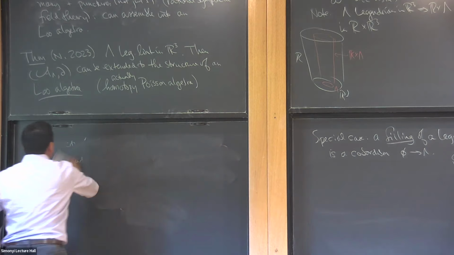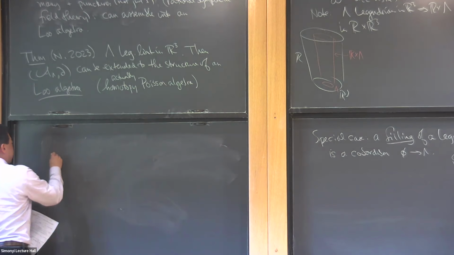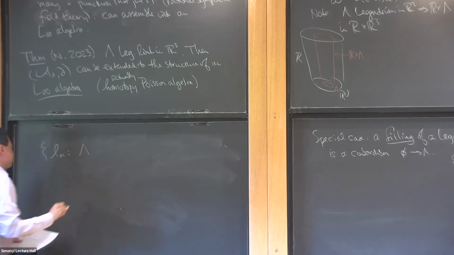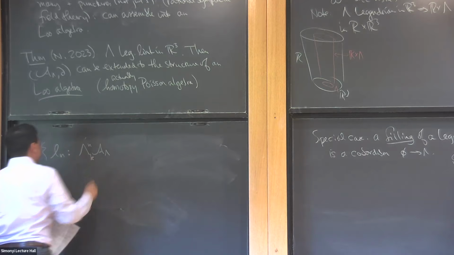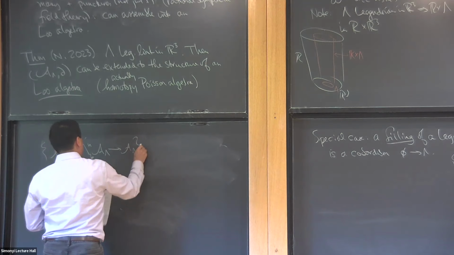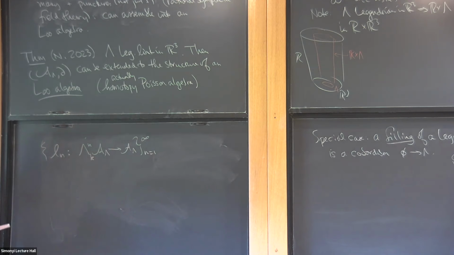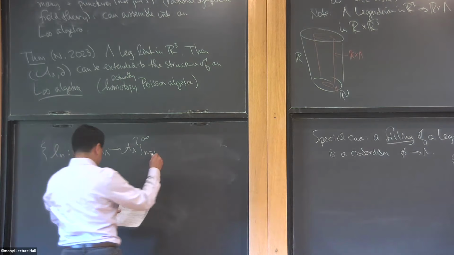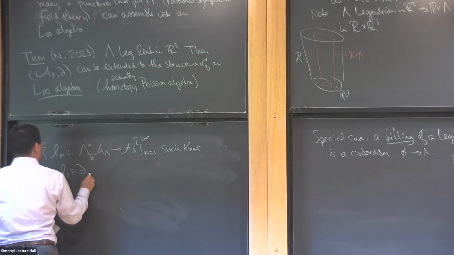Okay, so what is the structure of an L infinity algebra? This is a collection of maps that are symmetric or anti-symmetric, from exterior products of this algebra back to itself. If you like, these are just multilinear maps on this algebra that take values back in the algebra, but they are symmetric or anti-symmetric in the inputs. So we get something like this, such that L1 is this original differential.